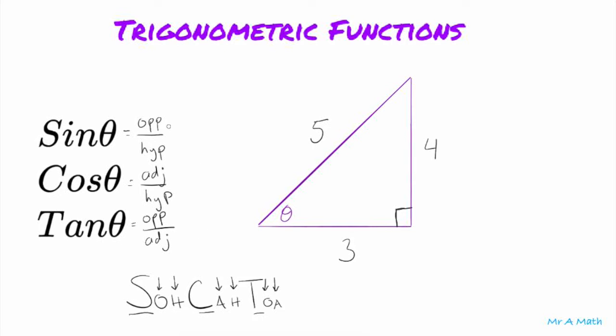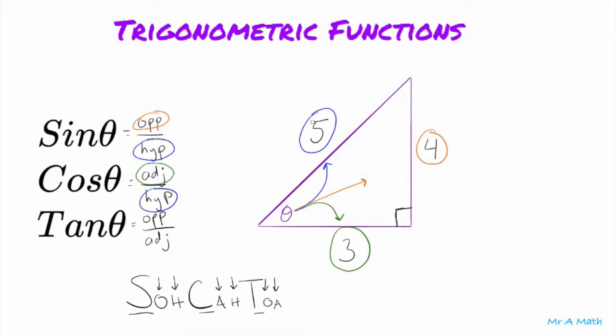And remember, when I'm saying opposite, I'm referring to opposite of theta. So opposite is going to be the side directly across from it. That means 4 is going to be my opposite. When I refer to adjacent in cosine, I'm referring to the side that is adjacent to theta, so 3 is going to be the adjacent in this situation. And lastly, hypotenuse is the side that is across from the 90-degree angle, in other words, the longest side of a right triangle.